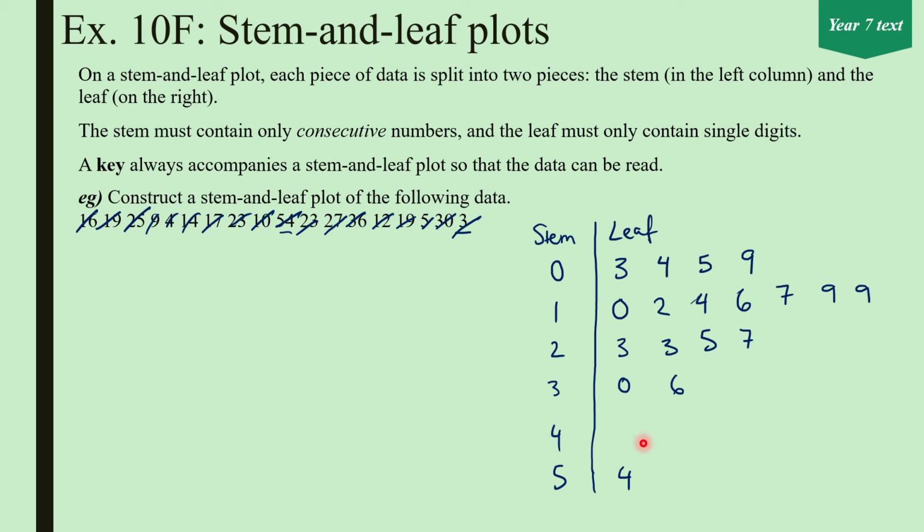I just don't write anything in the leaf, which means that there's actually no numbers in the 40s, but we don't skip the step. It's really important that we do not skip the step. That is it for our stem and leaf plot.